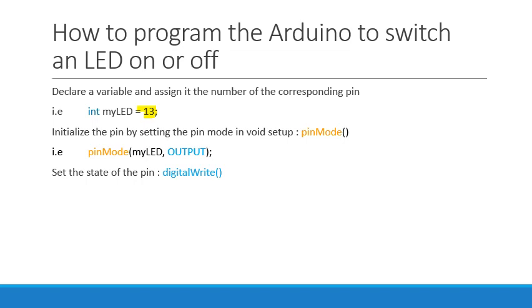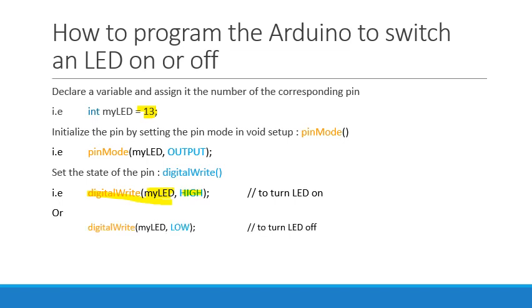Then the next thing is to set the state of the pin with digitalWrite. Let me make this clear. The pinMode function, we are going to use inside our void setup. Then the digitalWrite function, we are going to use inside our void loop function. We are using digitalWrite to set the state of myLED to HIGH, or we could also use it to set the state of myLED to LOW.